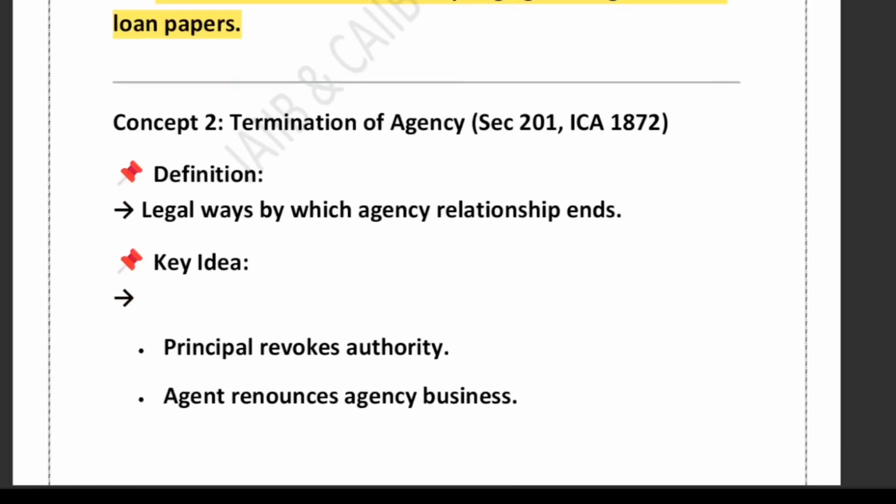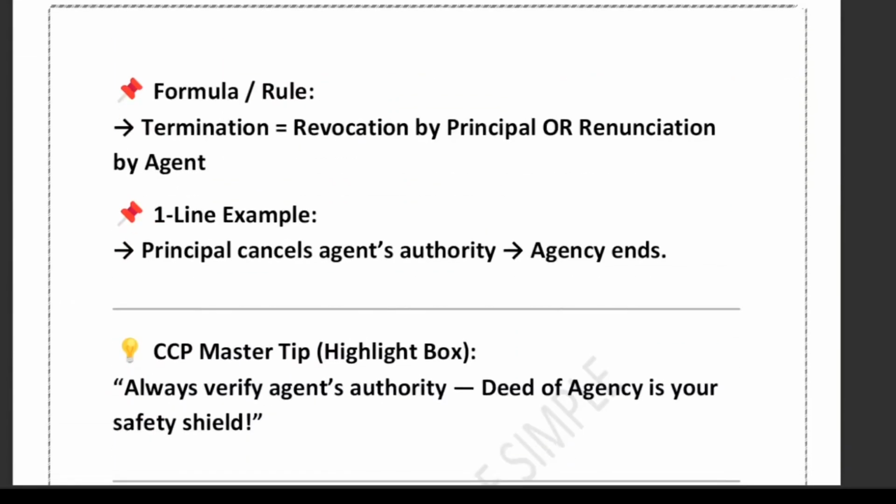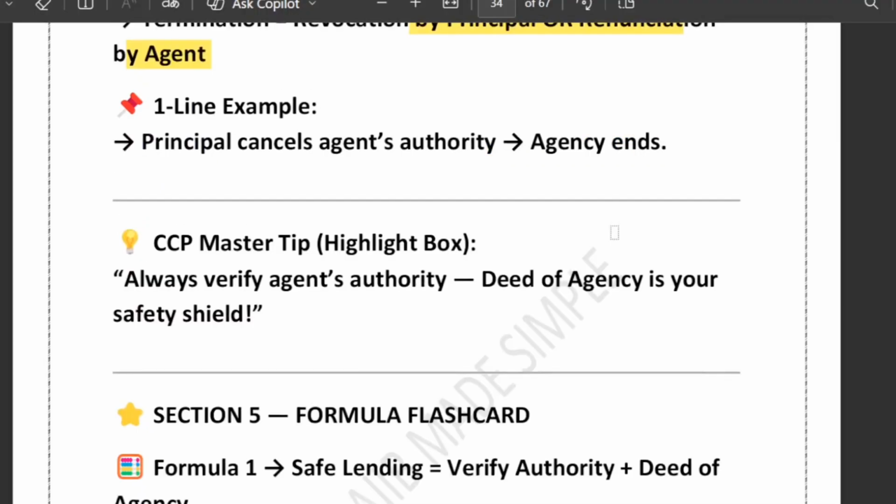What about the termination of agency? The legal way by which an agency relationship ends is called termination of agency. The key point is that the principal revokes authority or the agent renounces agency business. So the rule is that termination means either revocation by the principal or renunciation by the agent. For example, if the principal cancels the agent's authority, obviously the agency will end.